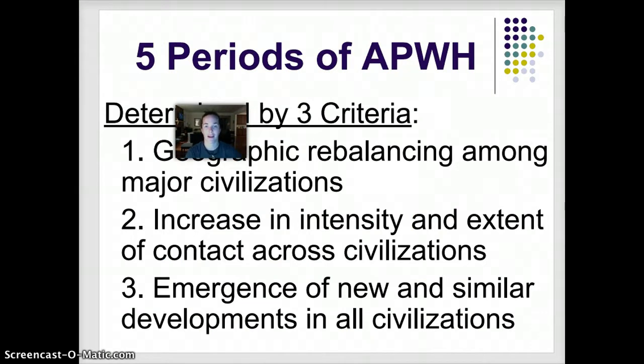I forgot to change that. They also changed it from 5 to 6 periods recently, so it's actually 6 periods of AP World History, not 5. And they're determined by 3 criteria.